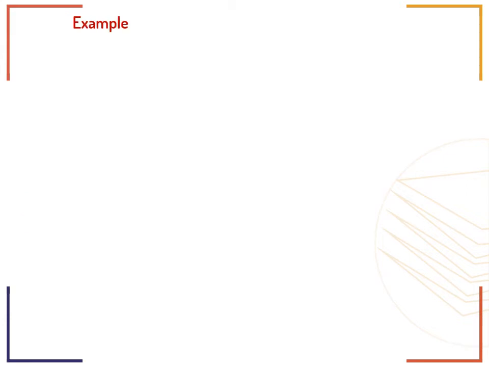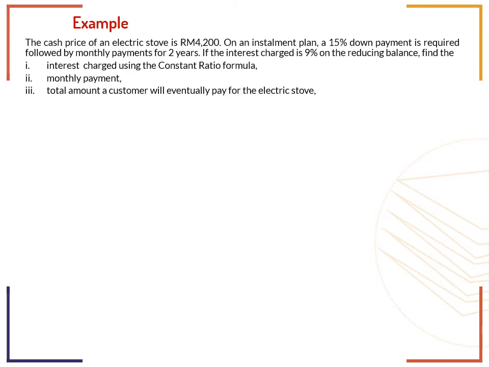Now let's solve the following question by applying the previous formula. The cash price of an electric stove is 4,200. On an installment plan, a 15% down payment is required, followed by monthly payments for 2 years. If the interest charge is 9% on the reducing balance, find the interest charge using the constant ratio formula, the monthly payment, and the total amount a customer will eventually pay for the electric stove.